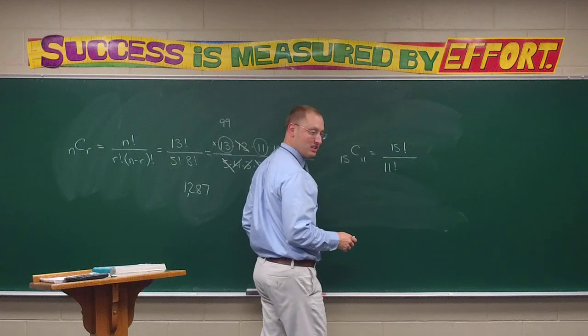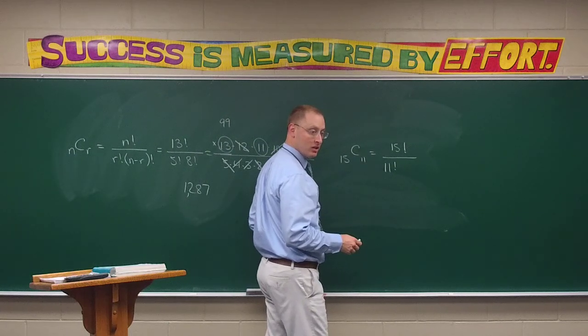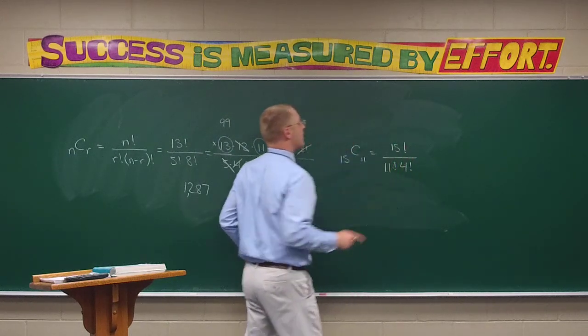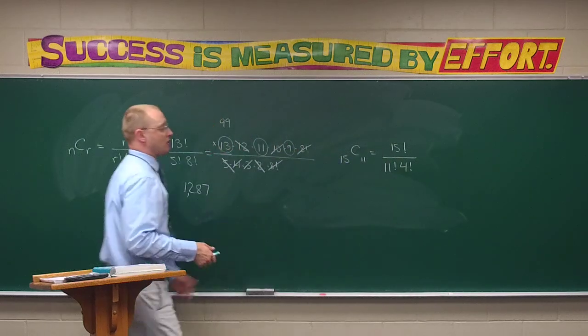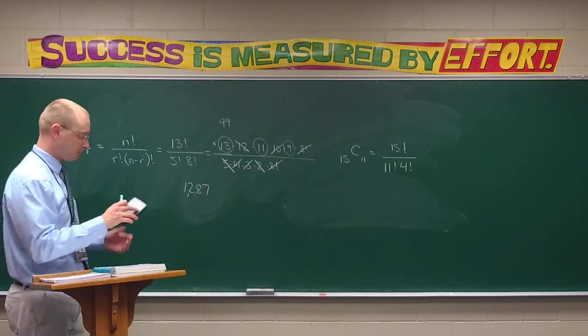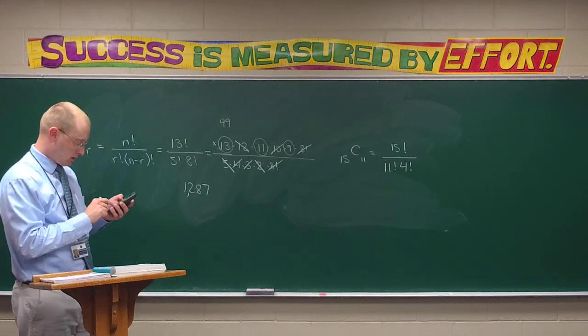11 factorial. And 4 factorial. Good. If it were a permutation, it would only be the 4 factorial. Because it's a combination, the 11 factorial is in there as well.